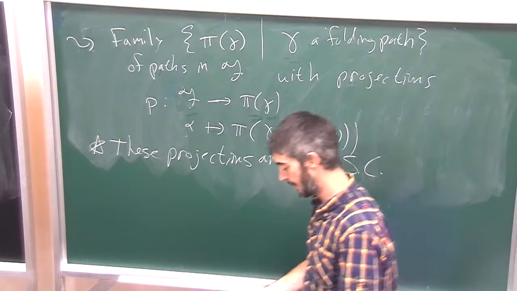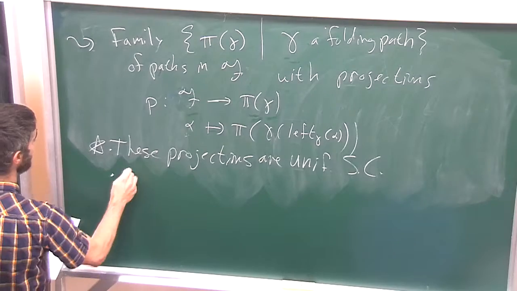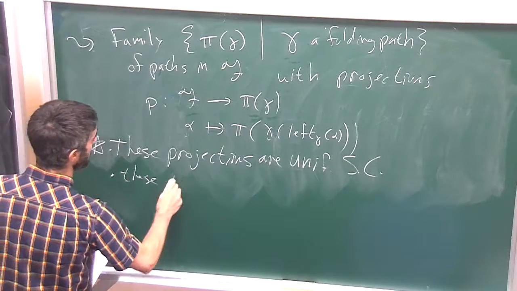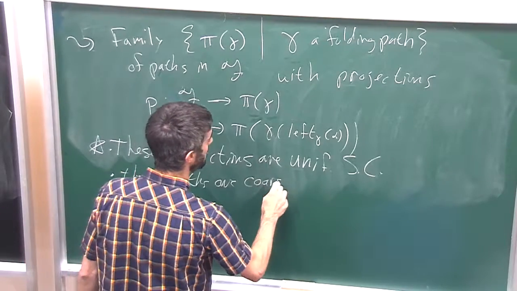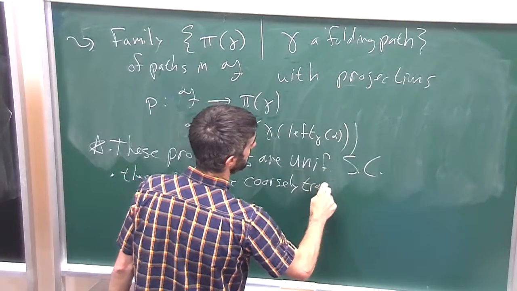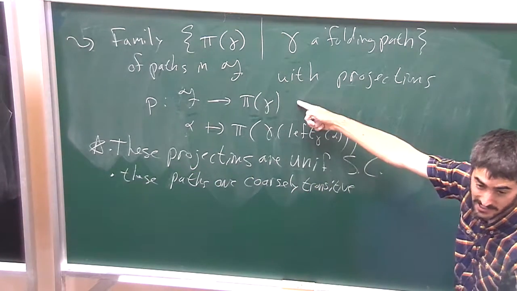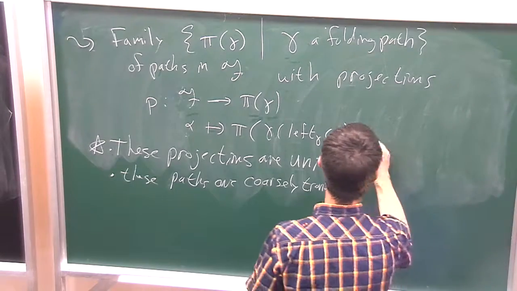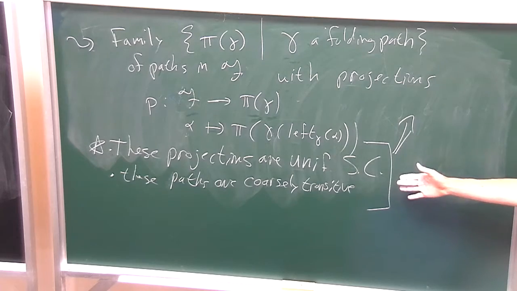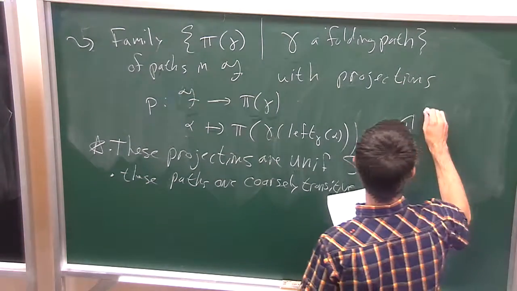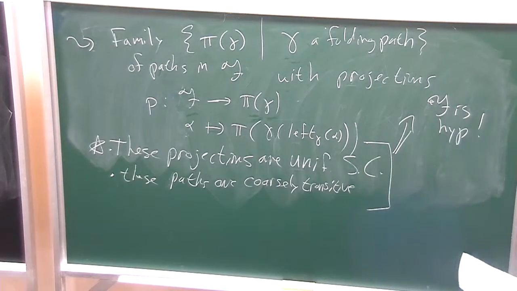That's the proof. And the other thing you need is that these paths are coarsely transitive, meaning between any two points in the free factor complex, I can find such a gadget, such a path. And these two ingredients, via standard arguments of the flavor we talked about the other day, imply that the free factor complex is hyperbolic. It's the same kind of argument.